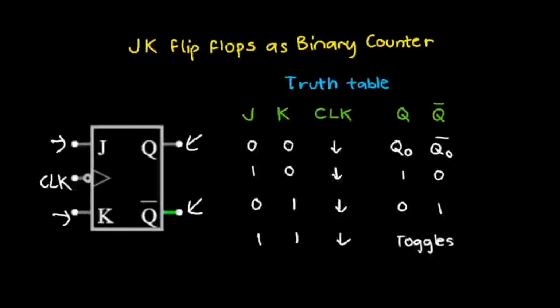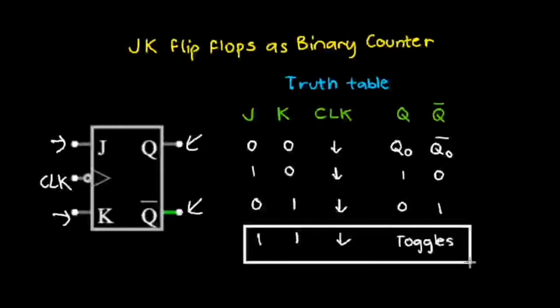The truth table of this JK flip-flop could tell us a lot, but let's narrow and focus down on this bottom scenario right here. And so what we could see is that every time it receives a clock input, given that the J and the K input are both high, the output would toggle.